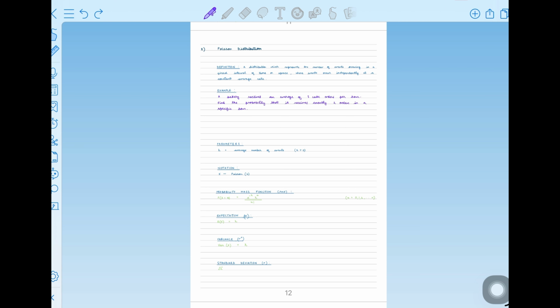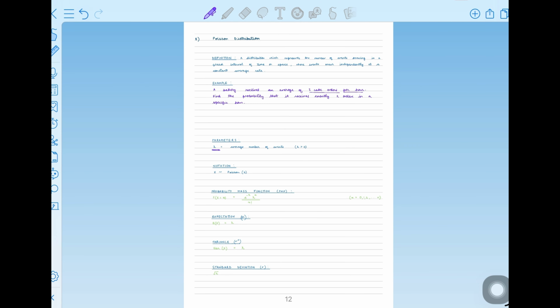Here, we've been given an event that is receiving 3 cake orders in a fixed interval of time, that is per hour, and the events occur independently at a constant average rate. This consists of one parameter, lambda, which denotes the average number of events. For the probability mass function, we take e raised to the power minus lambda multiplied by lambda to the power x whole upon x factorial. The mean and variance is lambda.